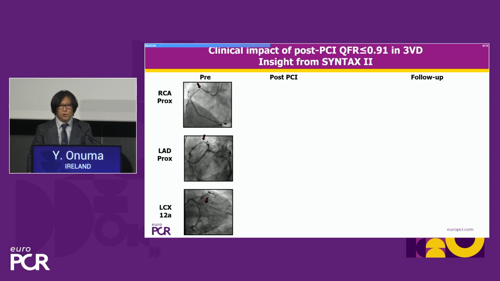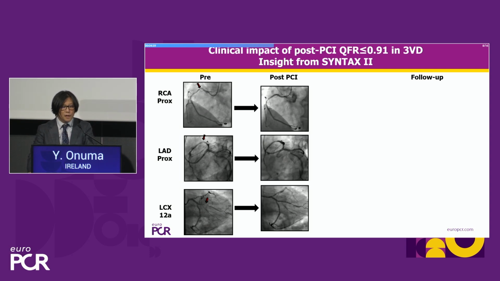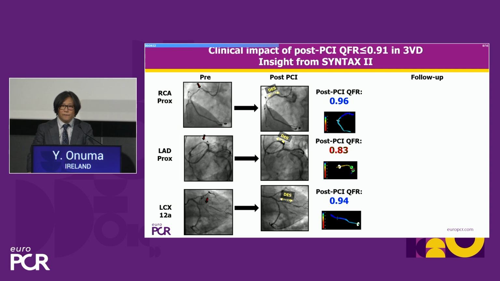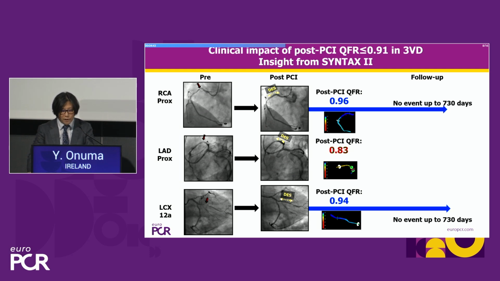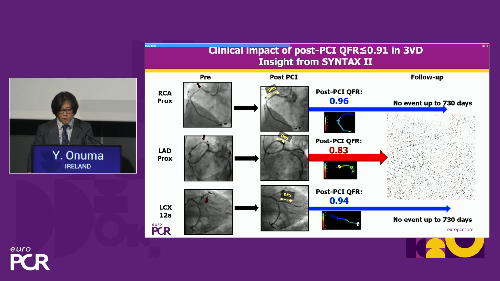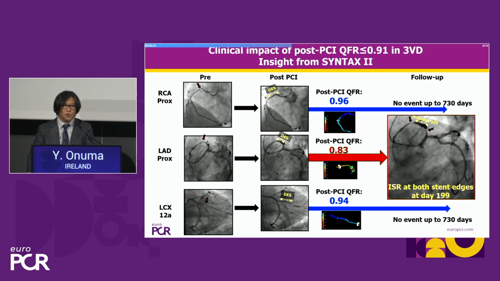In the SYNTAX II trial, we looked at the correlation between the post-procedural QFR and the event. In this patient who received 3 stents in 3-vessel disease, we looked at the post-procedural QFR in the right coronary artery and the circumflex. The QFR value post-procedure was high, 0.96 and 0.94, and those 2 vessels didn't have any event. However, in the LAD, the post-procedural QFR was 0.83, and this patient actually had a stenosis at the edge of the stent and resulted in repeat revascularization.